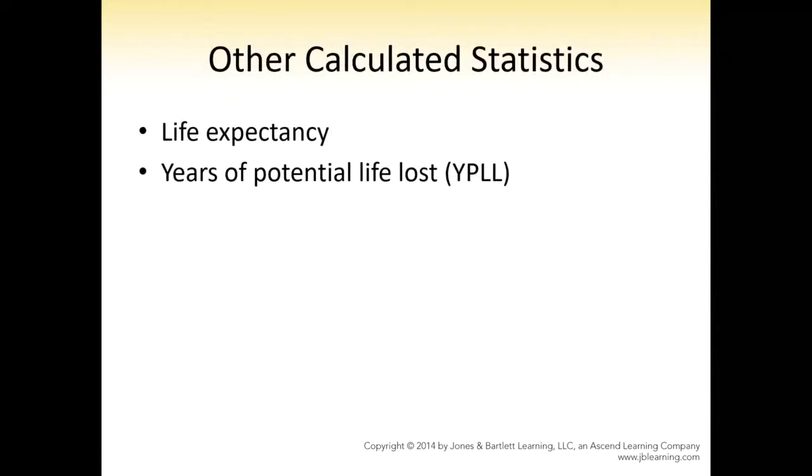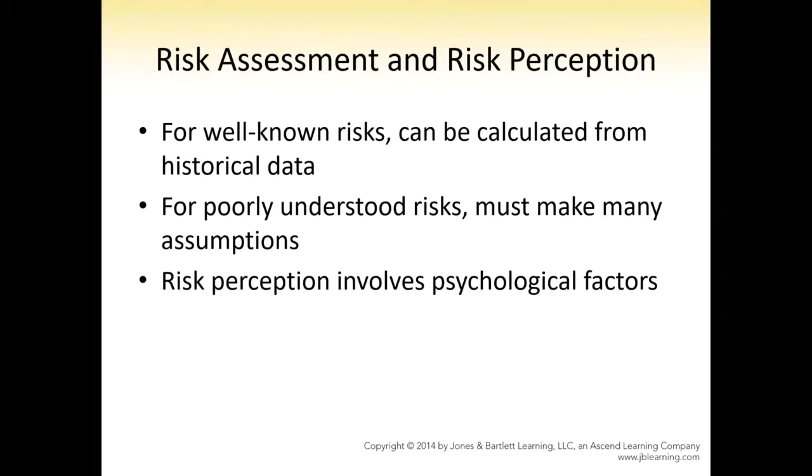Other calculated statistics include life expectancy and years of potential life lost. So for example, if life expectancy is 80, it's a little higher, but I'm keeping it 80 for easy, and I die at 40, my years of potential life lost would be 40, right? Because I'm expected to live to 80, but I died at 40.